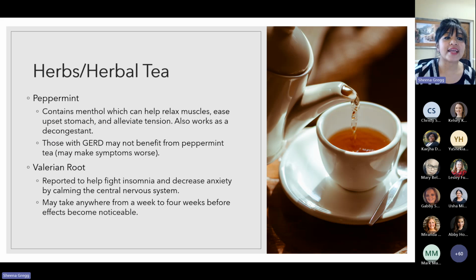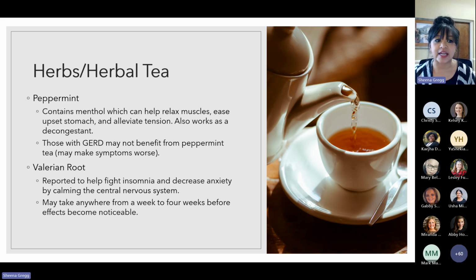Okay, so other herbs and herbal tea. Peppermint can be great. It contains menthol, which can really help relax the muscles, ease upset stomach, and alleviate tension. It also works as a decongestant. But one thing we do want to keep in mind is that those with gastroesophageal reflux disease may not benefit from this type of tea because it can make that reflux worse, with a painful inability to sleep.